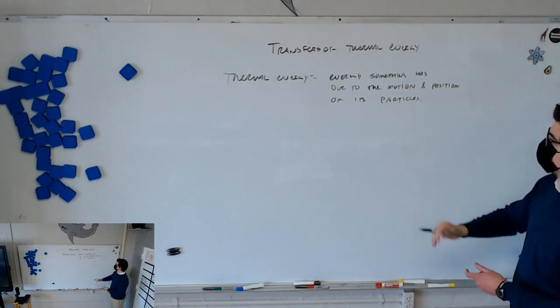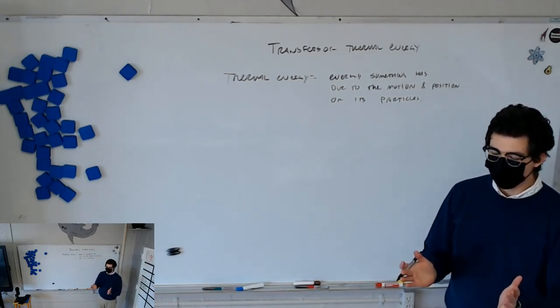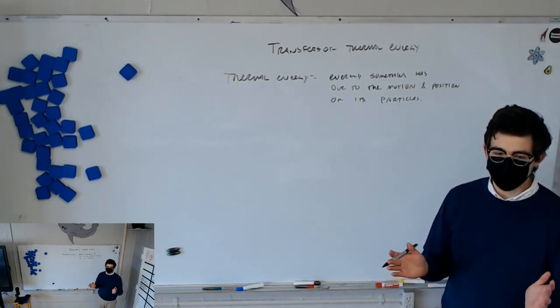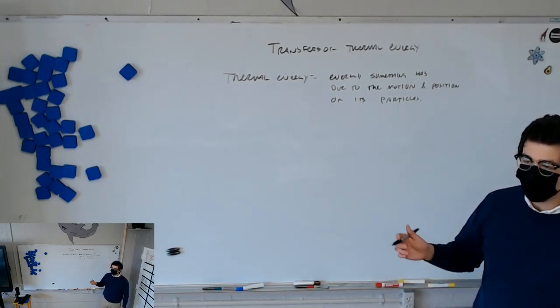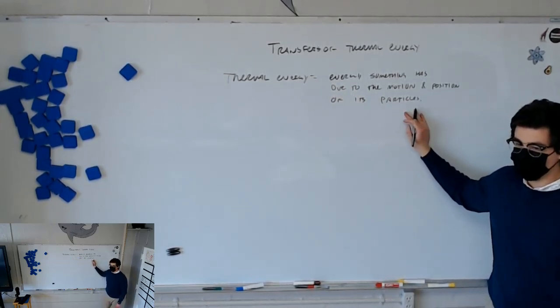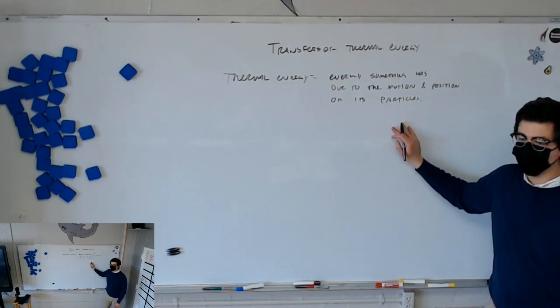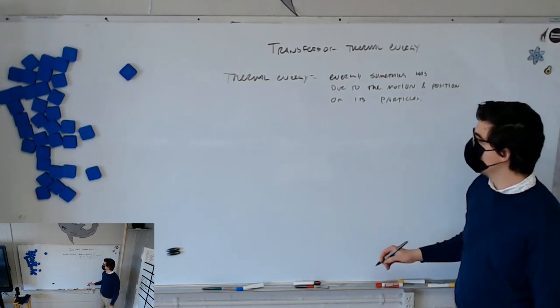Thermal energy is the energy something has due to the motion and position of its particles. So even if something to us looks completely still, it still has energy. And the energy it has is because of the particles, which are always doing what? Moving. They're always moving. Okay?